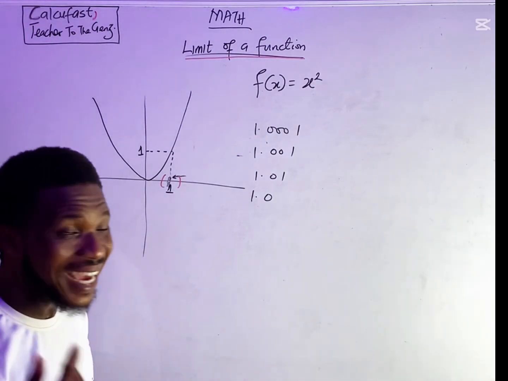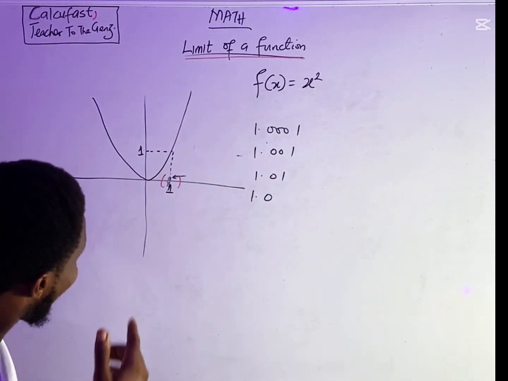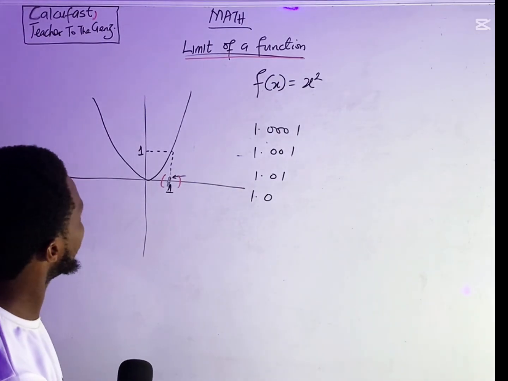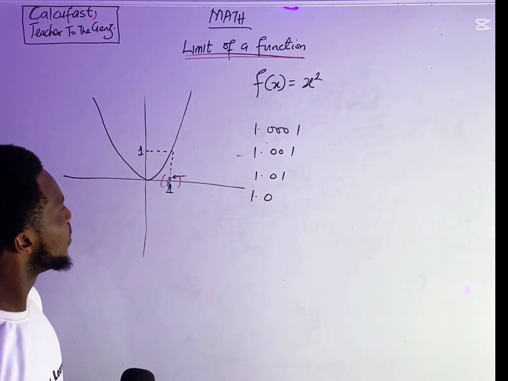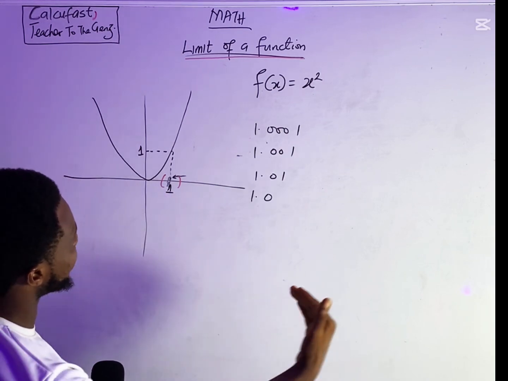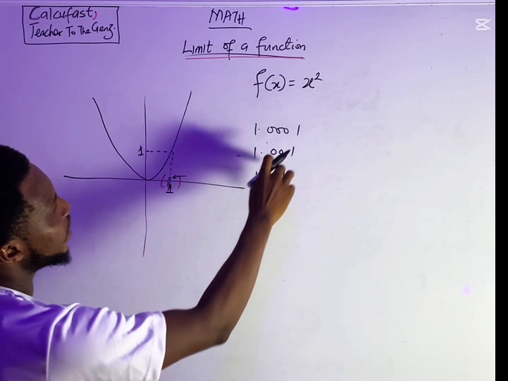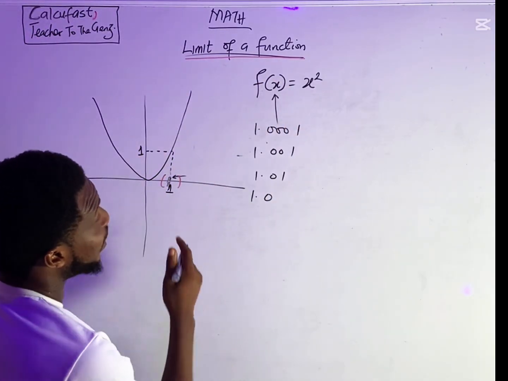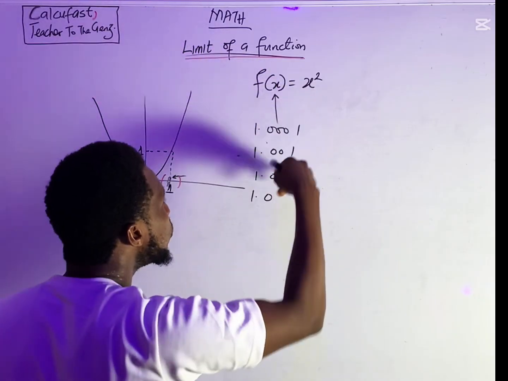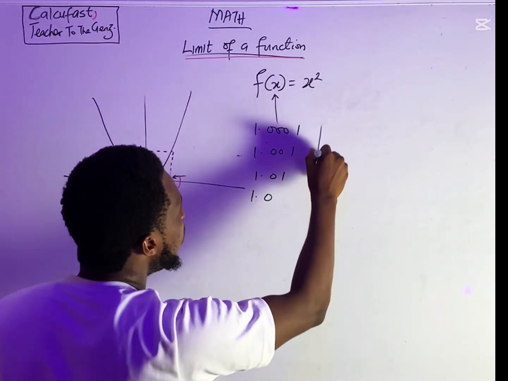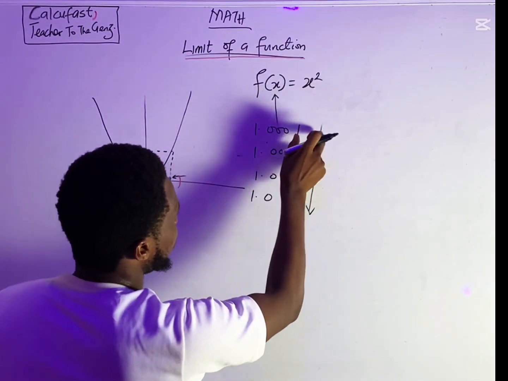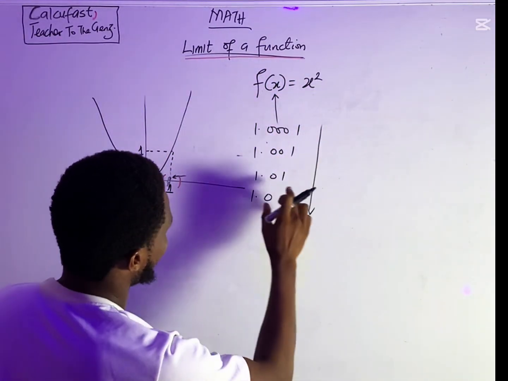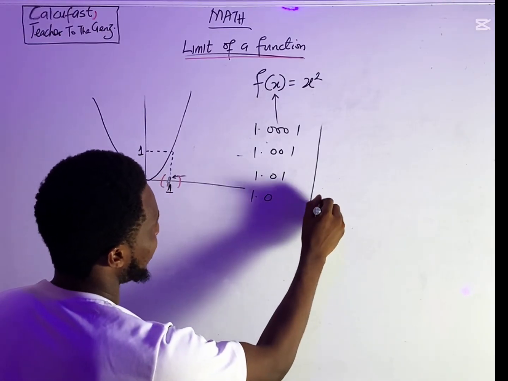What is exactly happening to this function when x is going to 1? Look at it very well. As x is going towards 1 from this right hand side, we see that if we put this here, the output is going closer and closer to 1. You see that? Because all of this squared will give you 1 point something, and 1 squared is exactly 1, right?